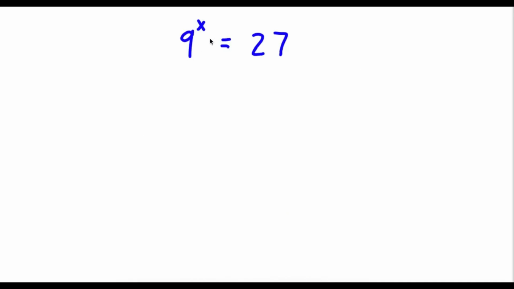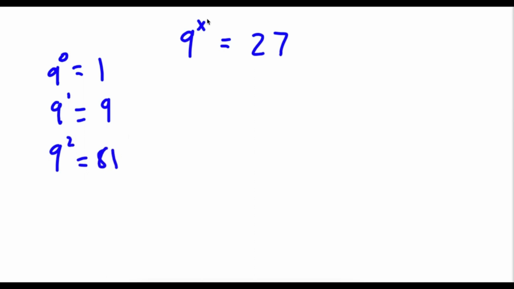So I have 9 to the power of x is equal to 27. And this may seem like a challenging problem because if you notice, you take, let's say 9 to the power of 0, right? This is equal to 1. 9 to the power of 1, this is equal to 9. And 9 to the power of 2, this is equal to 81. Meaning, x in this case would be either a fraction or also a decimal, because it can't be a whole number.